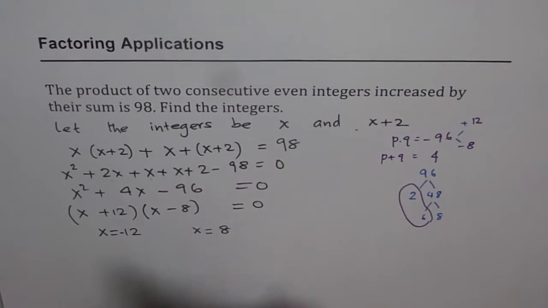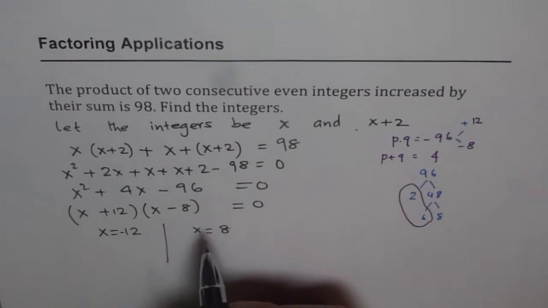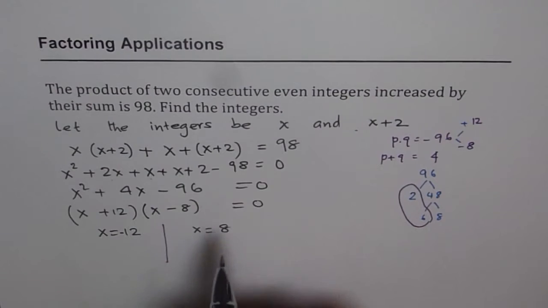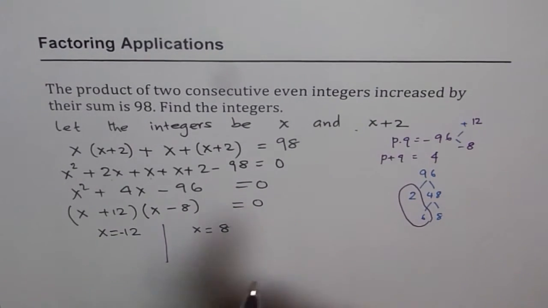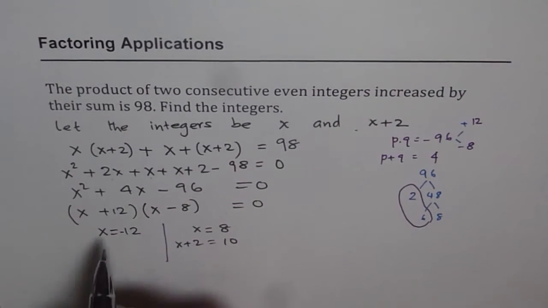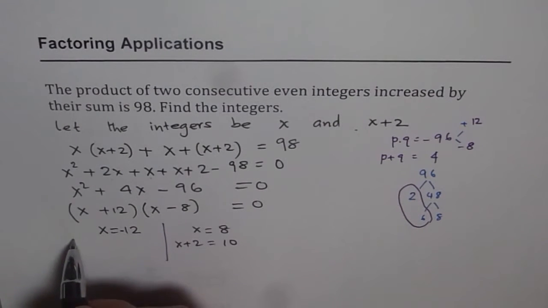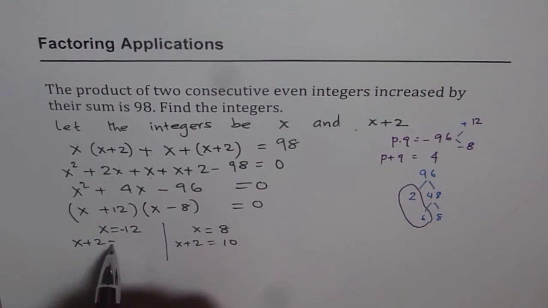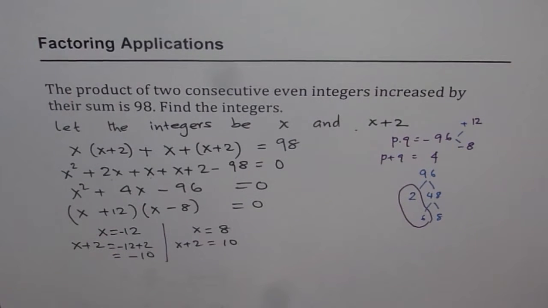Depending on which one you choose, you can write the two integers. If you take 8 as one of the integers, then the other will be 8 plus 2. So the other will be x plus 2, which is 10. If you take minus 12 as the answer, then x plus 2 as the second integer is minus 12 plus 2, that gives you minus 10, correct? So these are the two possible answers.